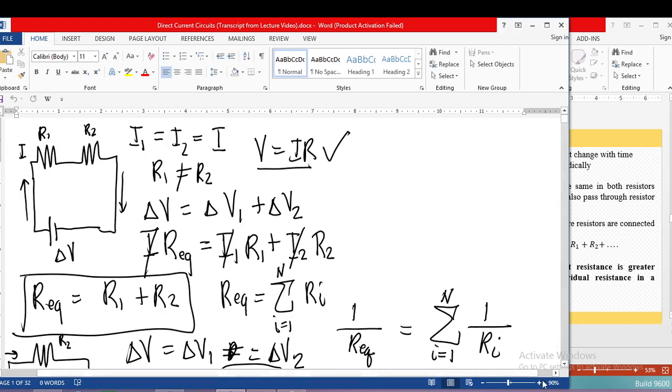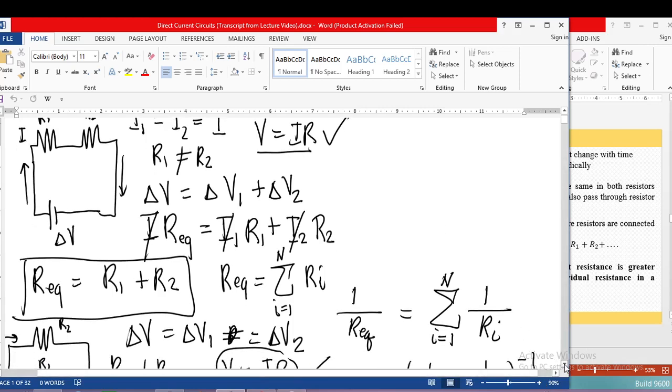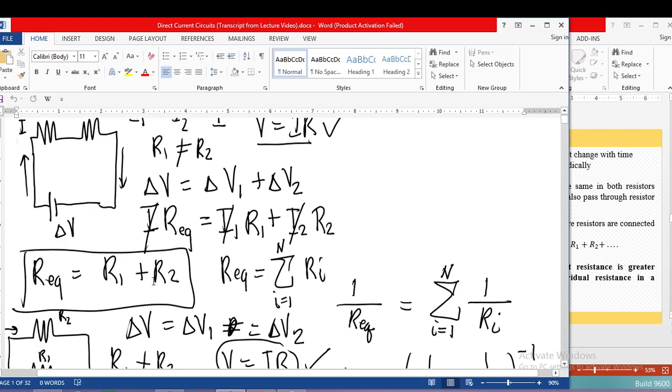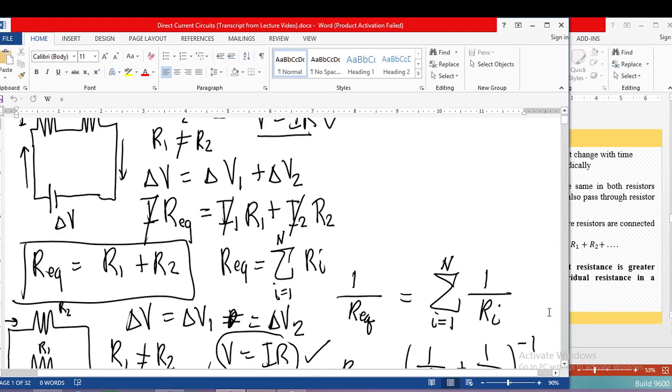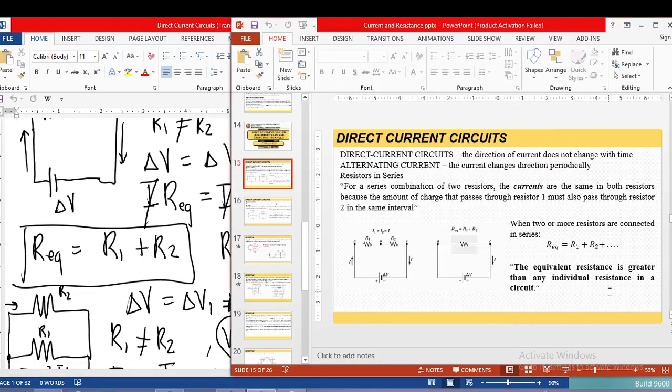So we can cancel out I because they are the same in series. This lets us get the equivalent resistance of two resistors in series, so we have this equation. If you have n resistors, or many resistors in series, we simply add all of them to find the equivalent resistance, based on this equation. Okay, so next one.